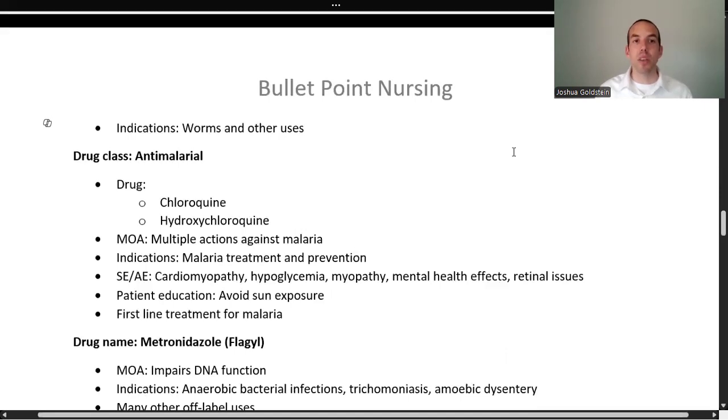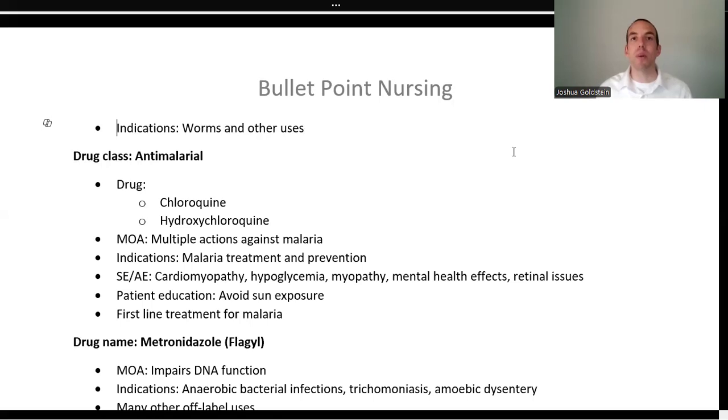Next, we have the anti-malarial drugs. The drugs over here are chloroquine and hydroxychloroquine. Hydroxychloroquine became a little bit famous a few years ago back during COVID. The mechanism of action here is that it takes multiple actions against malaria. You don't need to know any more than that. This is a rarely tested on drug.